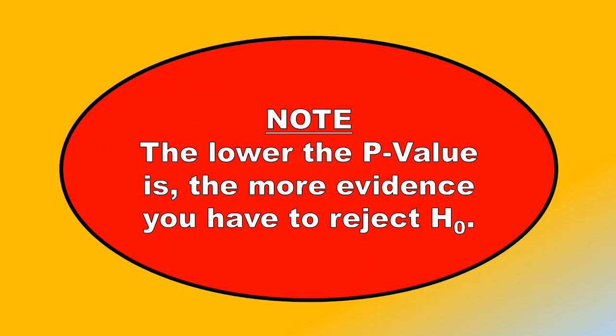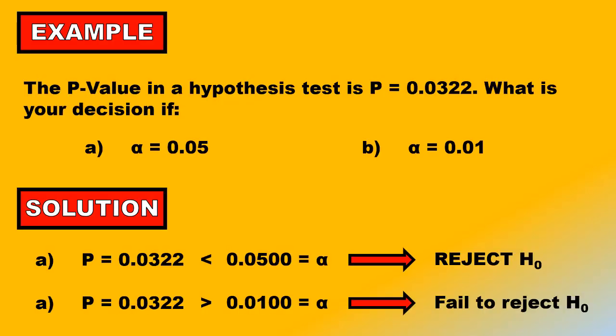So we have a note. The lower the p-value is, the more evidence you have to reject h0. Notice when we looked at the inequalities at the end in the p-value decision rule, we had the situation where p was 0.0322, and we rejected h0 when alpha was 0.05, but we failed to reject when it was 0.01. If p had been smaller, it would have been possible to reject in both situations, if it had been less than the 0.01. So you can see that shrinking the p-value will give you a greater opportunity to reject h0.